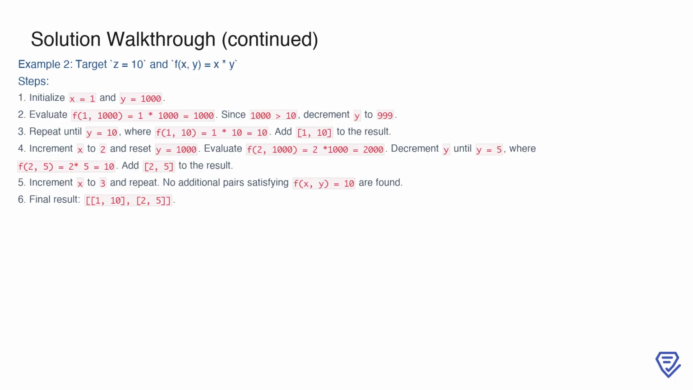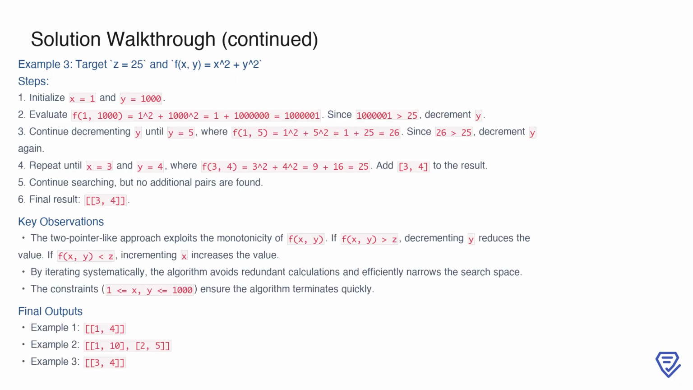Evaluating f(2, 1000), we get 2000, which is still greater than the target. We continue decrementing y until it equals 5, where f(2, 5) equals 10. This also satisfies the condition, so we add (2, 5) to the result. Incrementing x again to 3 and repeating the process, we find no additional pairs that meet the condition. Therefore, the final result for this example is (1, 10) and (2, 5).